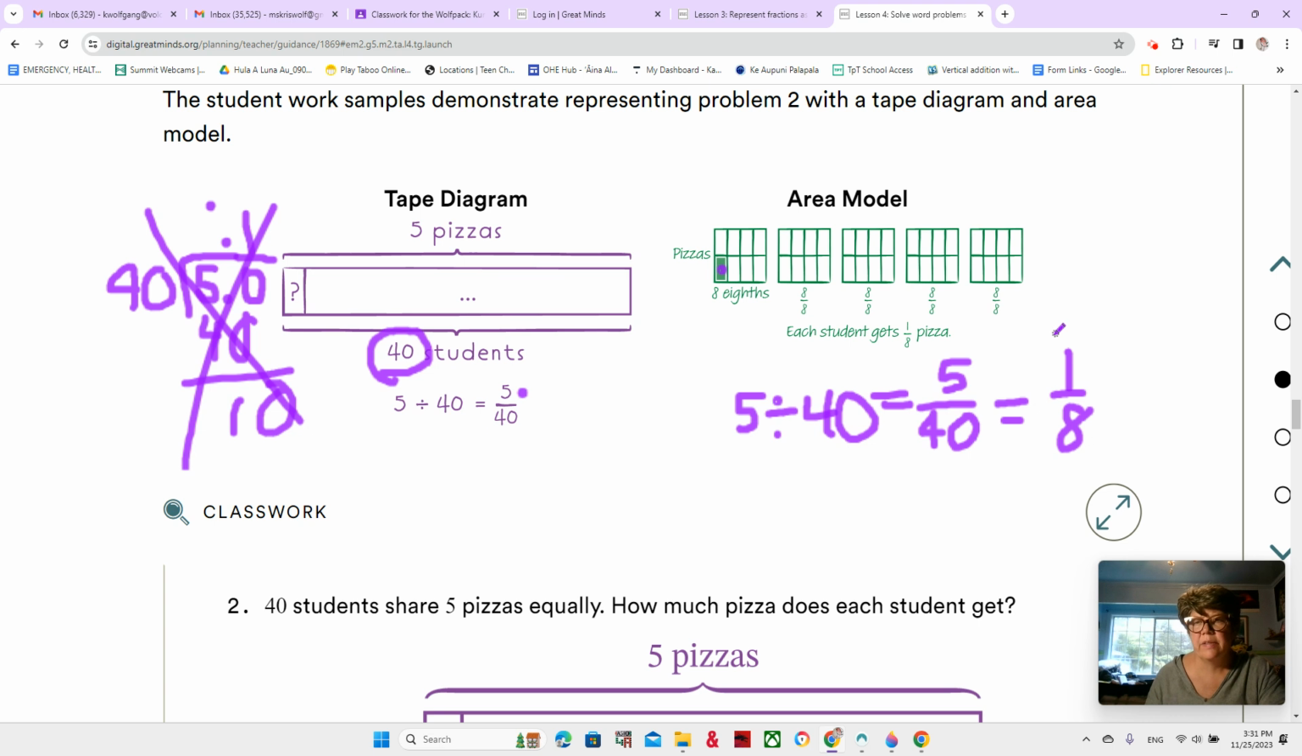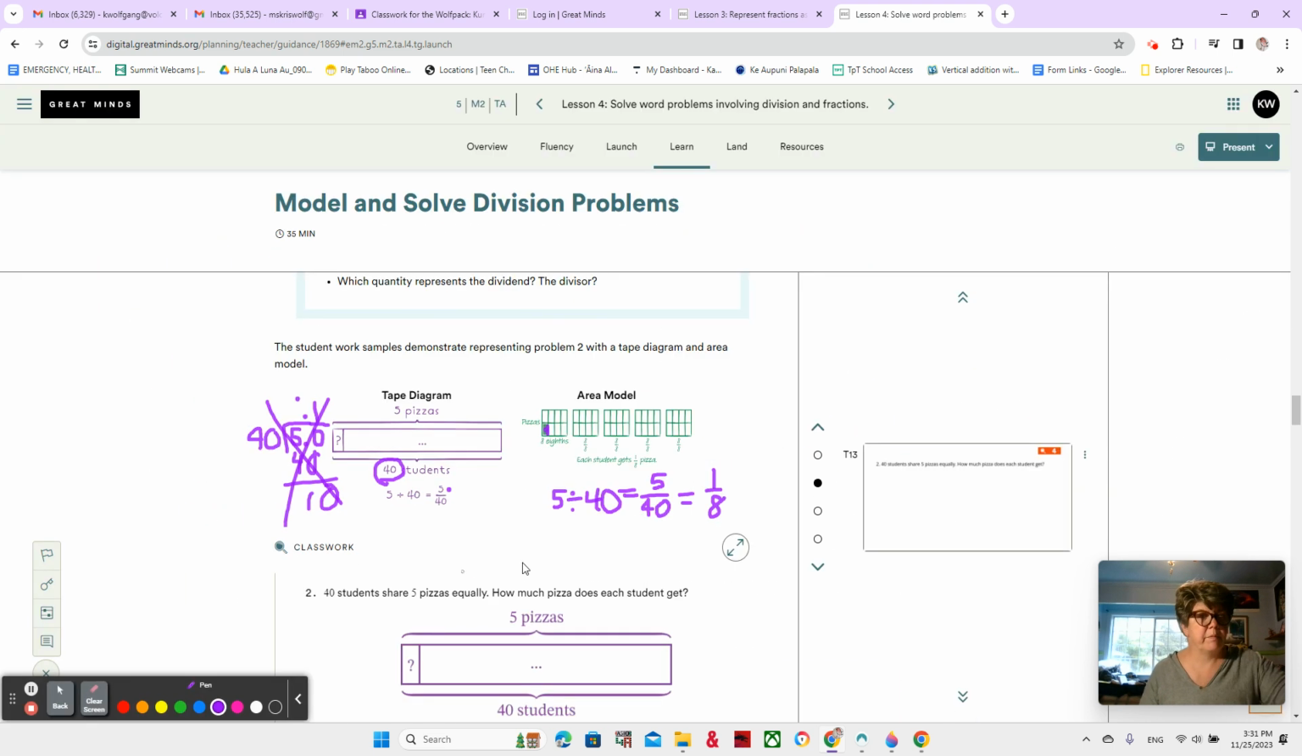So I think this is the best way to do it, is to say one pizza broken into 8 parts, and everybody would get one of those because there's 8, 16, 24, 32, 40 pieces. And that's one per each student. Yeah, that's a harder one, isn't it? All right, let's look at the next one. Make sure you have that written down. If you don't, go ahead and pause me.